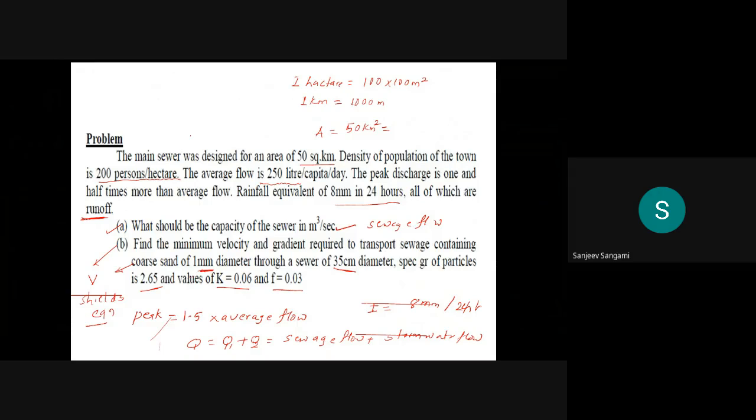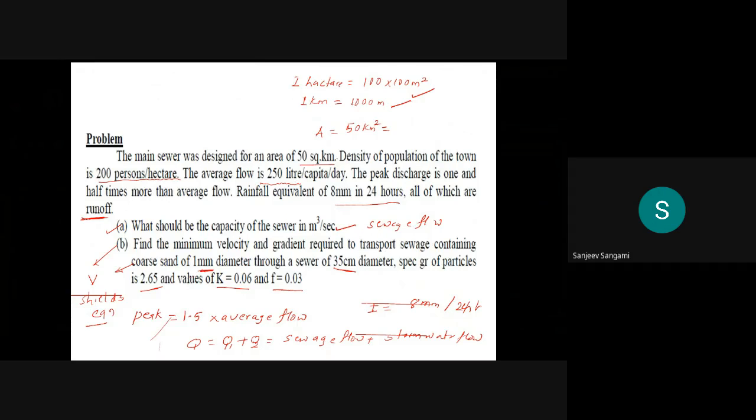Here, the area is 50 square kilometers, and the density of population of the town is given as 200 persons per hectare. I already said how exactly it can be calculated: 1 hectare is equal to 100 by 100 meters square, then 1 kilometer is equal to 1000 meters.